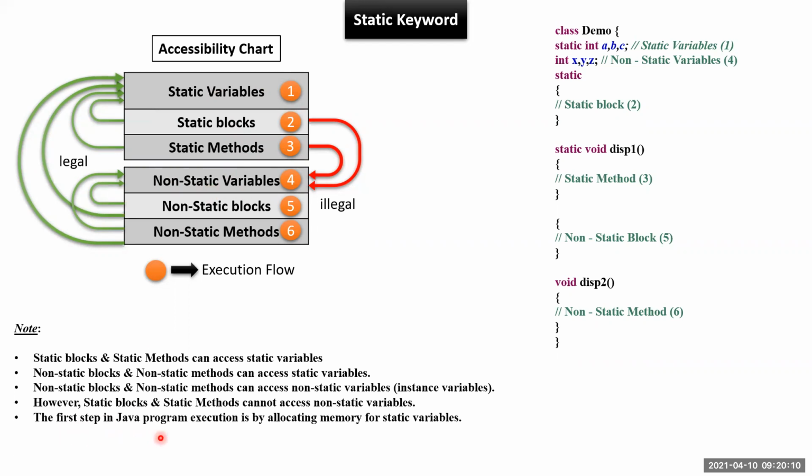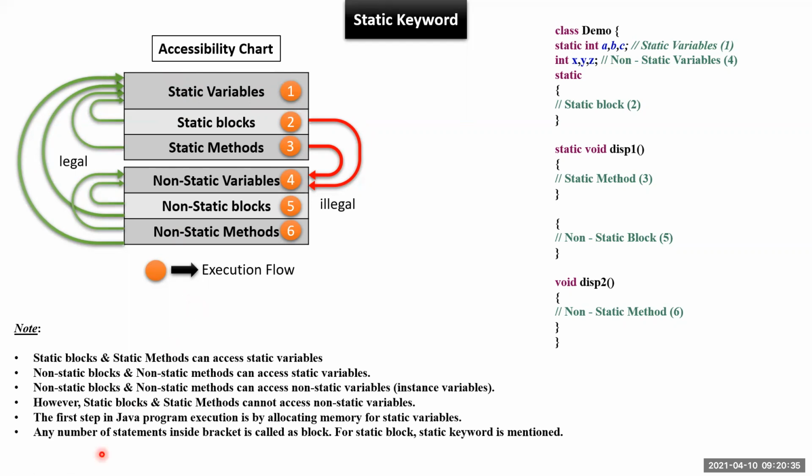The first step in a Java program execution is allocating memory for static variables. Because the very first thing that happens while the Java program is getting executed is always the allocation of memory for static variables. Hence we say it is the very first thing that gets executed in a program.